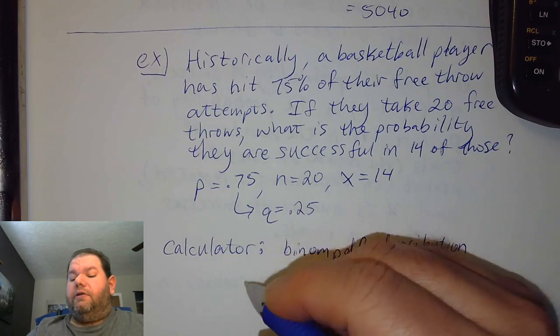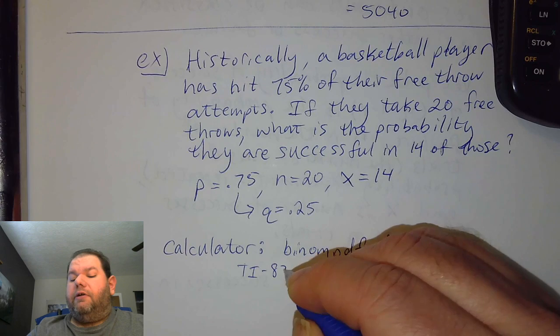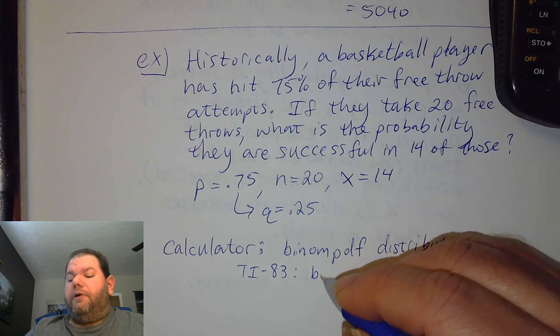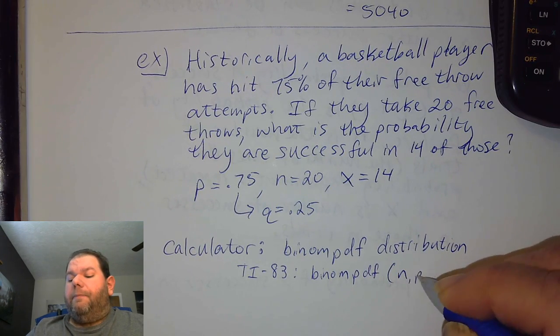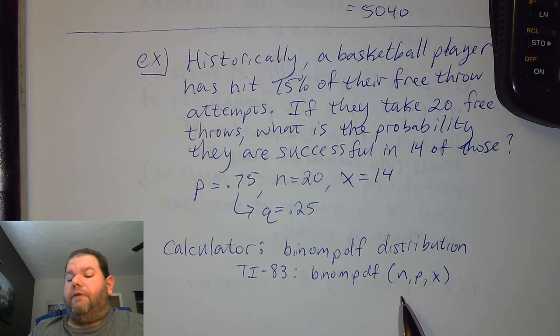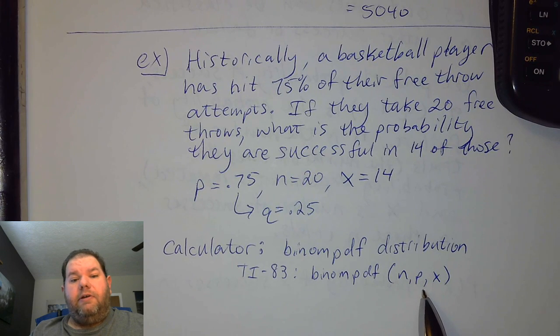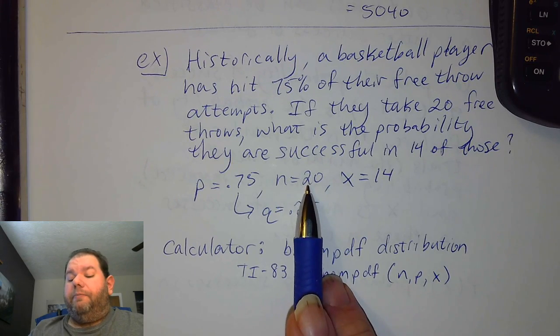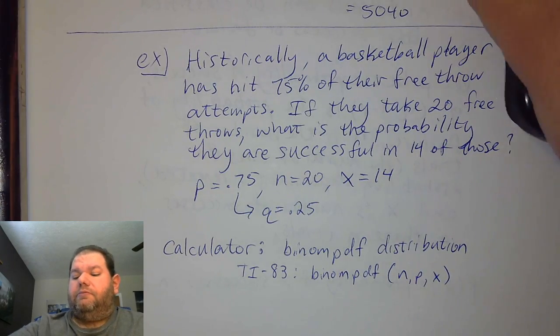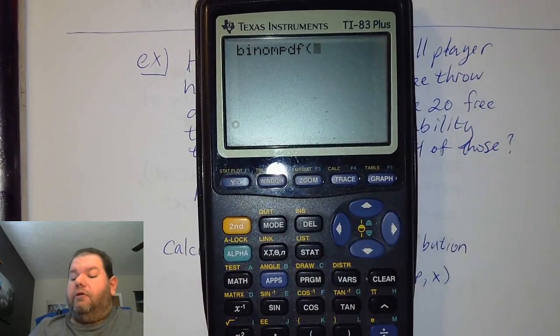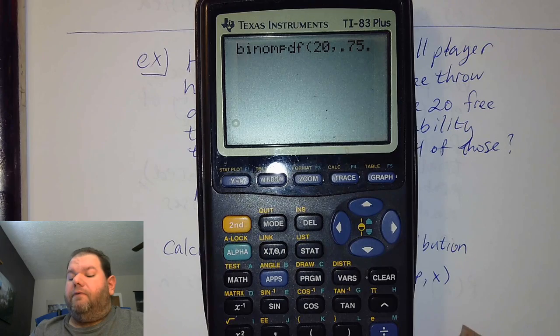So for the TI-83, we use binomial pdf N, P, and X. That means we'll enter the value for N first, put a comma, and then the value for P, and then another comma, and then the value for X, and then close parentheses. So N is 20, P is 0.75, and X is 14. So we'll put 20, comma, 0.75, comma, 14.